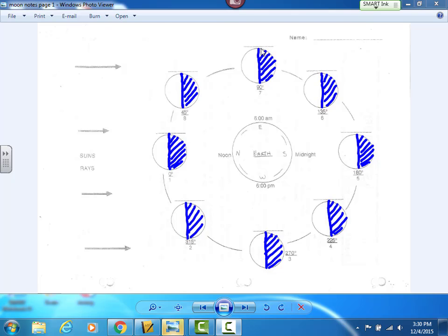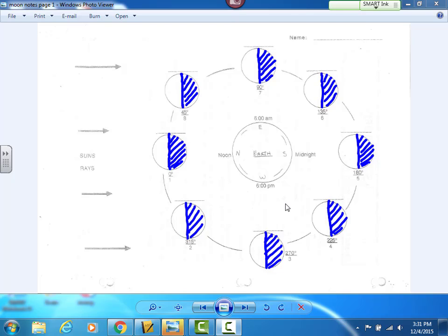Now let's go back to the front page. Step 2 says, use the same color to shade the half of the Earth that is not illuminated by the sun. And again, the Earth is spinning here. The Earth is rotating. So the part of the earth that's not lit up changes every day, just like we have night and day.